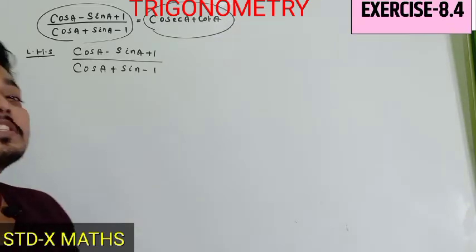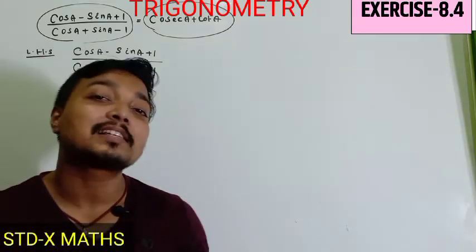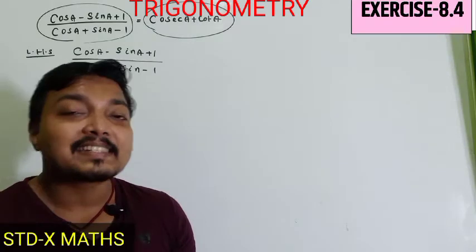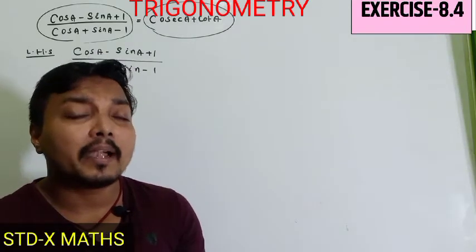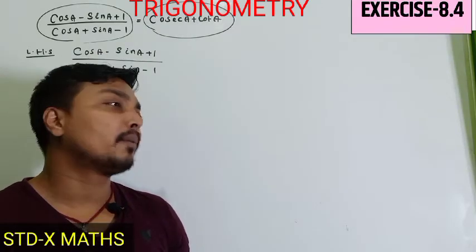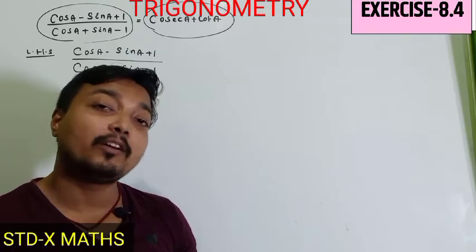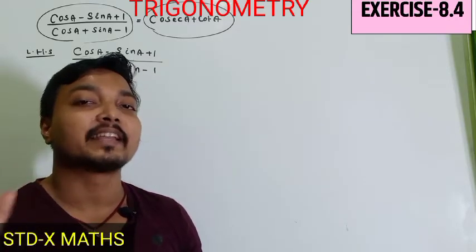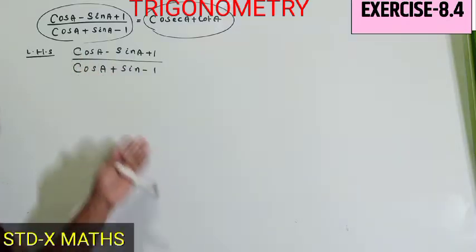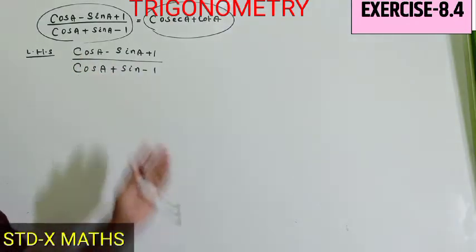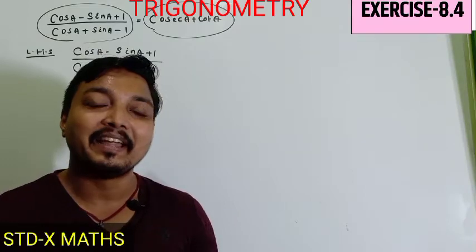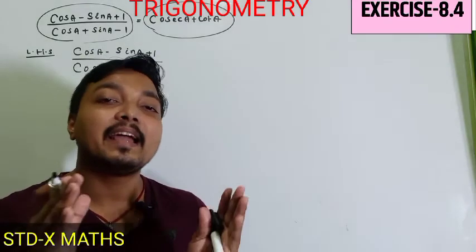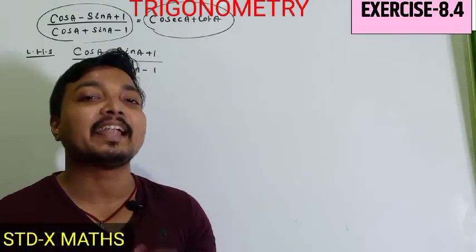So we just have to think about our second step, and our second step says that all the trigonometric ratios must be converted into their simplest form. Simplest form means sine and cos related form, and here the expression is already in the simplest form. It means all the trigonometric ratios are in sine and cos.